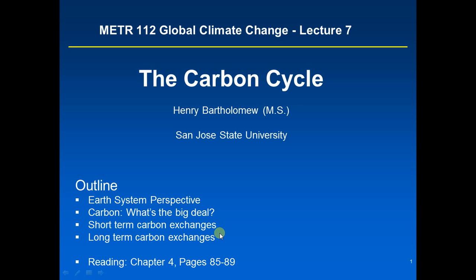The carbon cycle refers to how carbon is transferred, moves around between the different Earth spheres or systems that we will be discussing. And the carbon cycle has two different speeds. There's a slower carbon cycle, which is the long-term carbon cycle, and there's the faster carbon cycle, the short-term carbon cycle. And reading for this lecture is Chapter 4, pages 85 through 89.